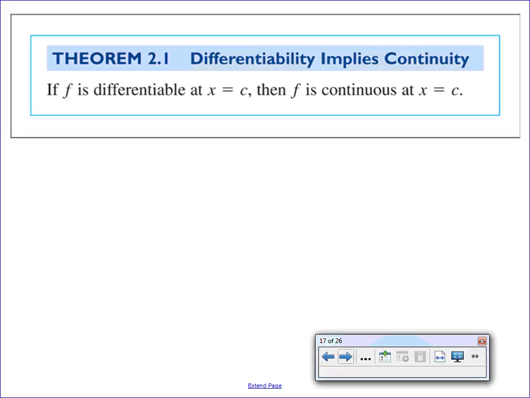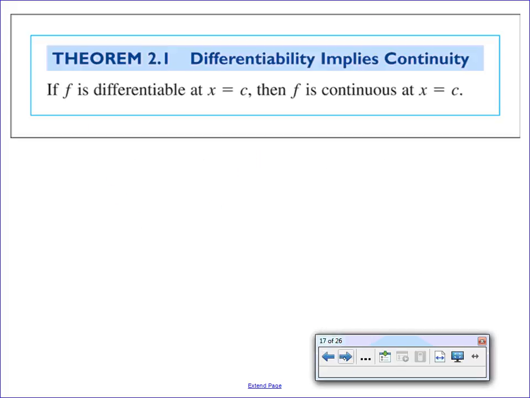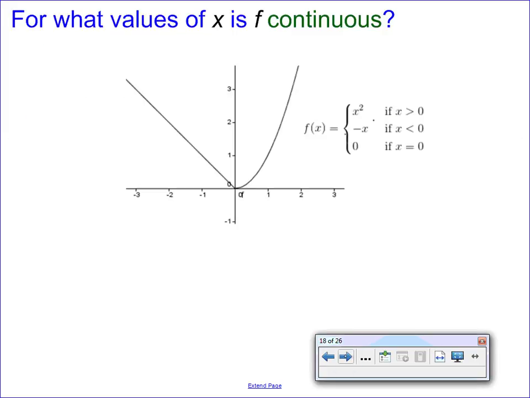Is the reverse true? That is, if a function is continuous, is it then automatically differentiable? Sophia? No. No, here we see an example in the second picture where it's continuous but not differentiable. All right, so we've got our pieces in place. Let's now focus our efforts on determining algebraically continuity versus differentiability. So first, let's take a look at our picture.